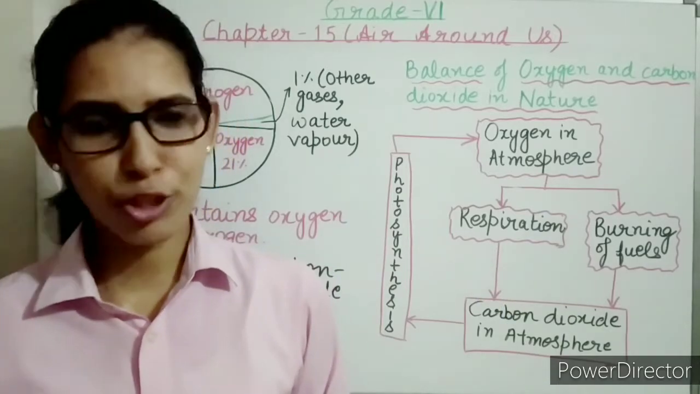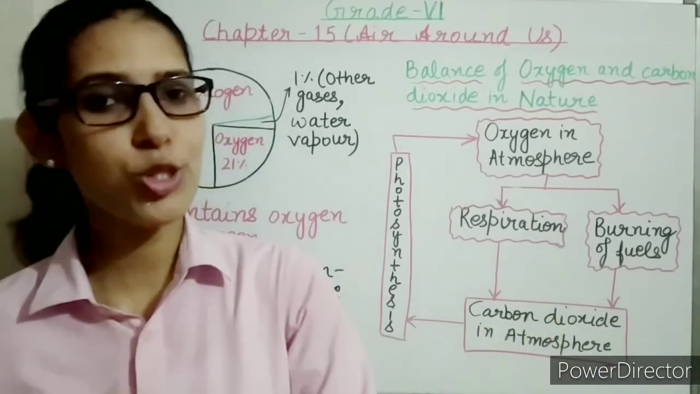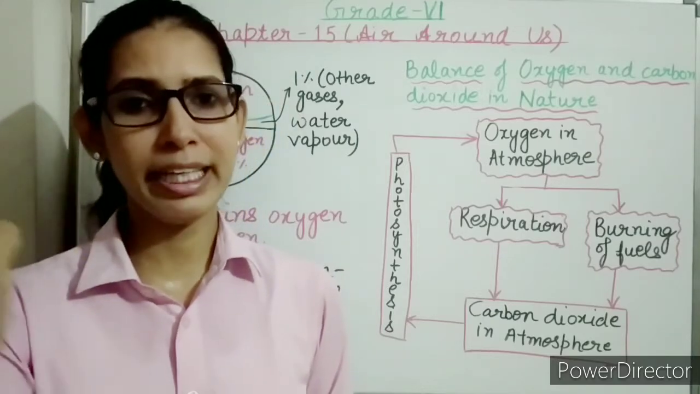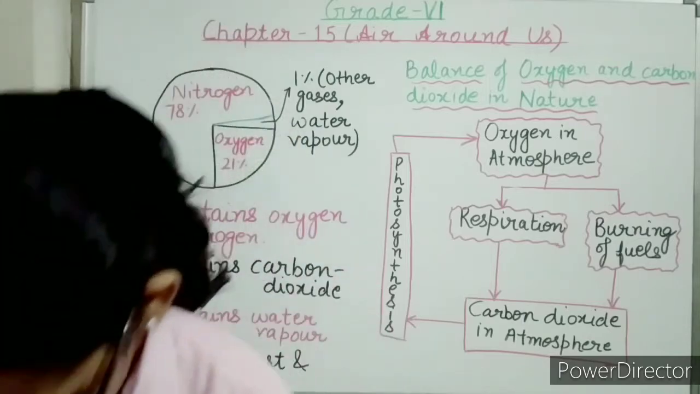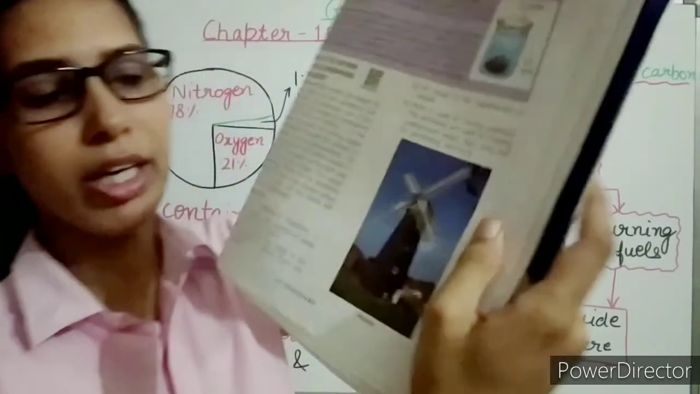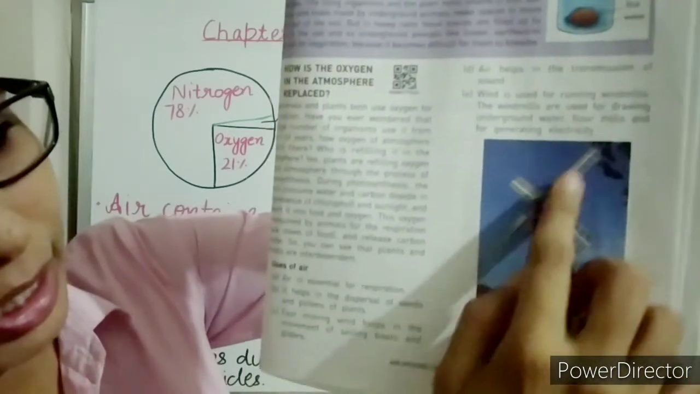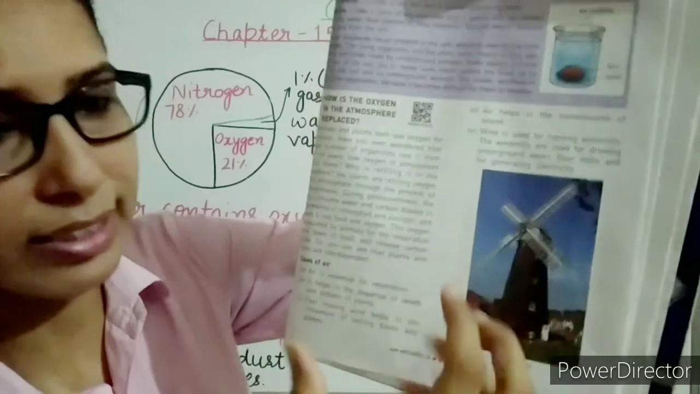Air helps in the transmission of sound. Air also helps in the dispersal of seeds from one place to another. And wind helps in rotating the windmills. Wind makes the windmill rotate. You can see here, this is a windmill. These are the blades of the windmill. So due to wind, the windmill rotates.